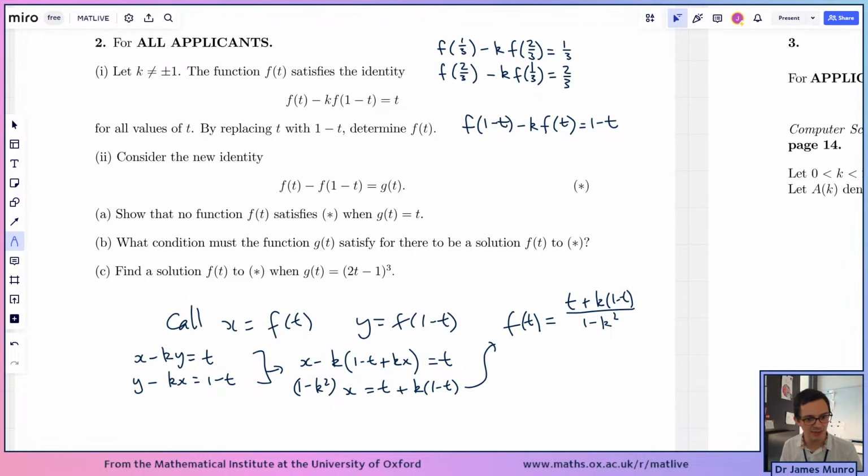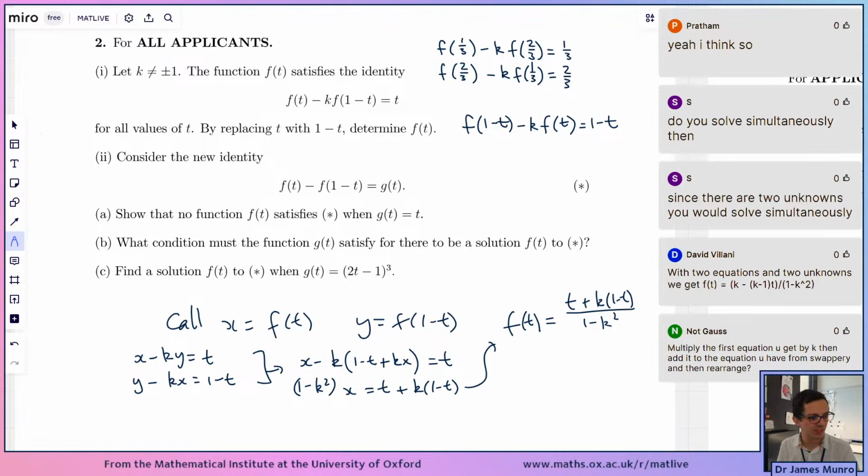Let's see what chat thinks. Sorry, chat, wasn't looking at you for a second there. What does chat say? Two equations and two unknowns. Solve simultaneously. Yes, yes. Oh, brilliant. Chat was playing along as well. Sorry, chat. Multiply it. Right. Good. Yes.